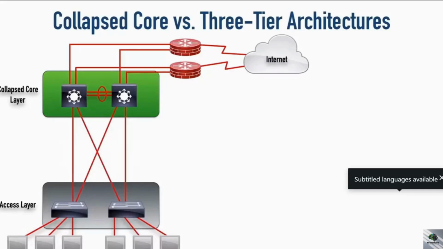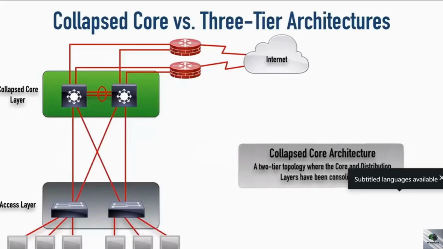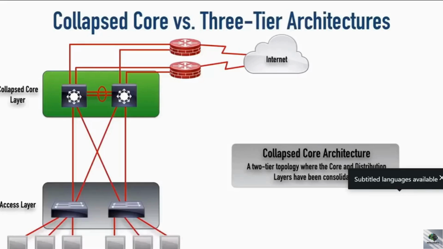With a collapsed core, we combine the functions of the core and distribution layer switches. Specifically, this collapsed core, it can connect out to our access layer switches, and it can also get us out to the internet, and it can interconnect our different access layer switches. That's a collapsed core or a two-tier design. Another two-tier design I would want you to know about is often seen in data centers.